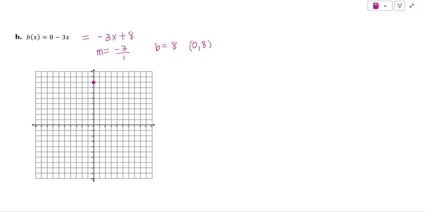And then to get a second point, we're going to go down by 3, since we have a negative 3, and then to the right by 1. So our second point will be here. Let's do that again. Let's go down 3 and to the right 1. And so our next point is going to be here. And then we connect these points and we get a line.